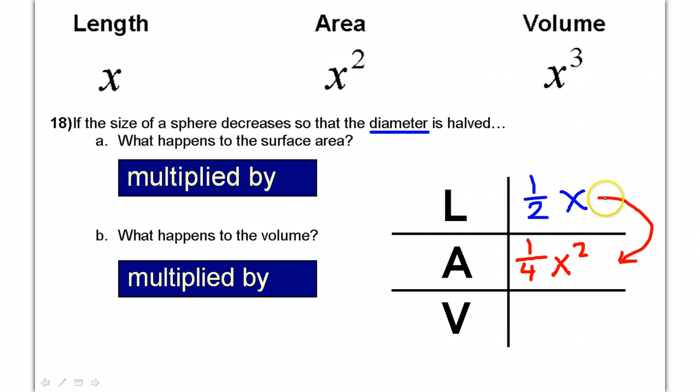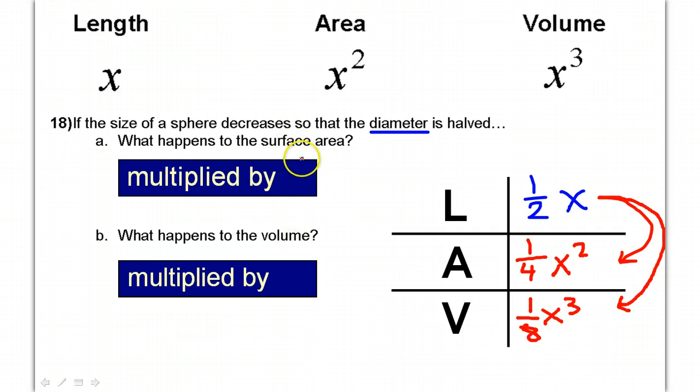Okay? Miss Street, one more time. Given the length, if I want the volume, I cube it. So 1/2 cubed, that's 1/2 times 1/2 times 1/2. That's 1/8. 1/8 x to the third power would be my expression for volume.